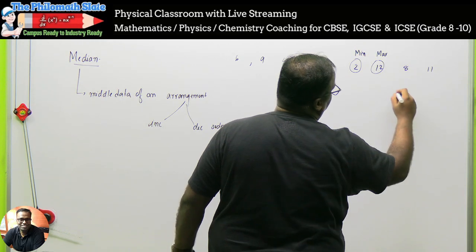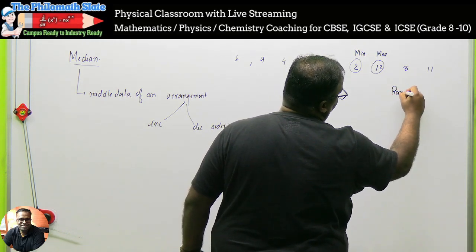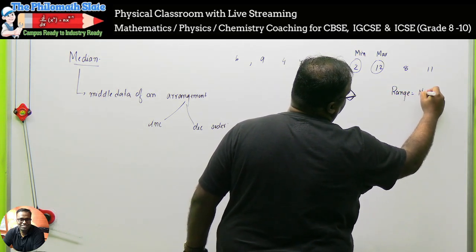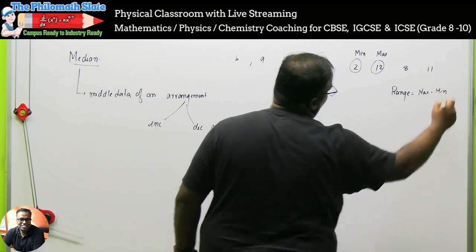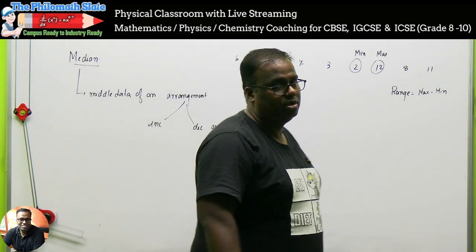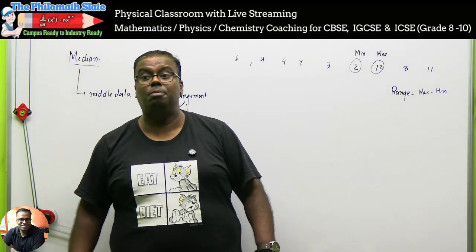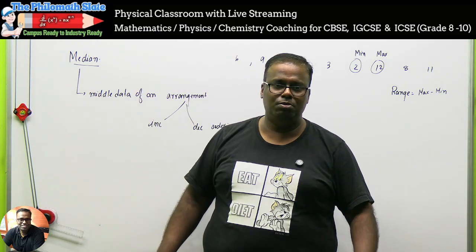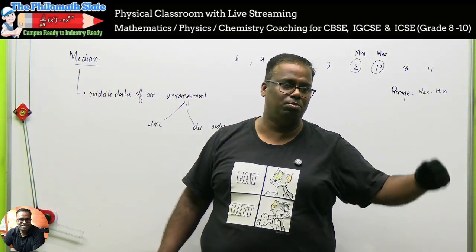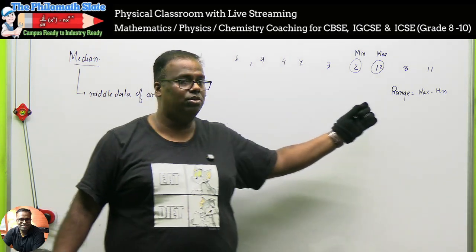Remember this in statistics: this is something called range. Range is always max minus min. When you go to a shop, the shopkeeper would tell you, show me a sari, what is your range? What is the minimum you are ready to spend for a sari and what is the maximum that you will spend? That's based on your budget. So that's called range. Understood?